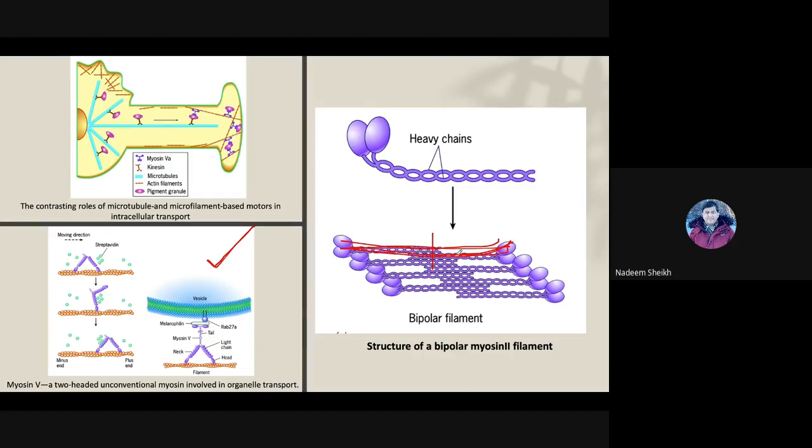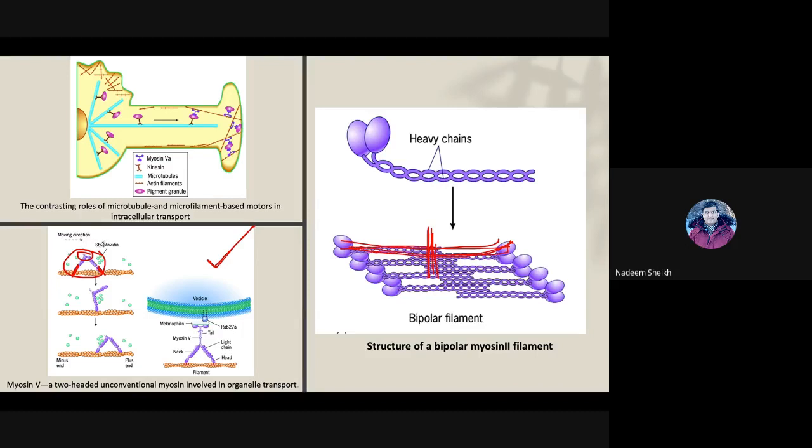Just imagine this is the structure of the bipolar myosin that I talked about. So if you fold this bipolar structure from the center, you will see this is going to be the shape. The head is interacting with the actin filament, and the tail portion is free to interact with the cargo, free to hold anything that has to be transported.